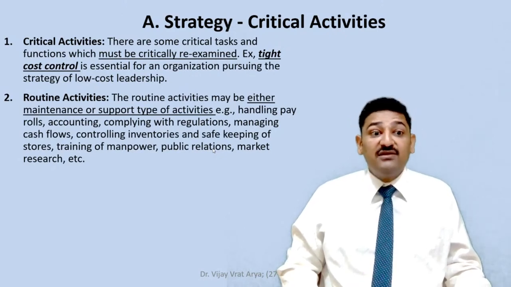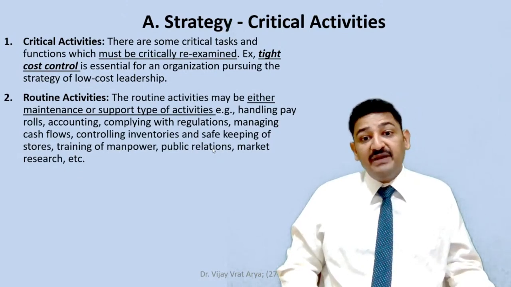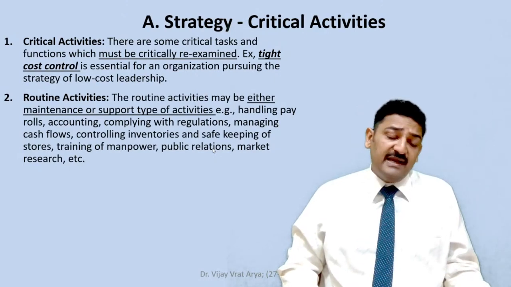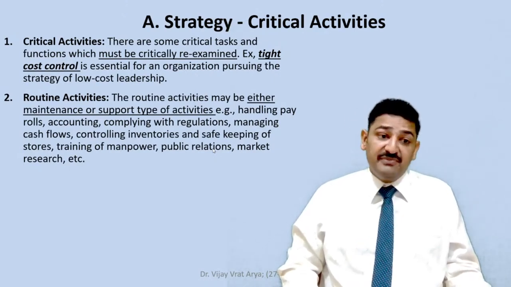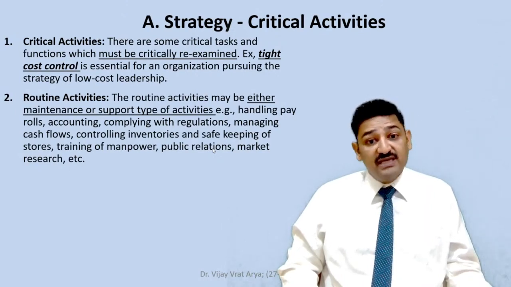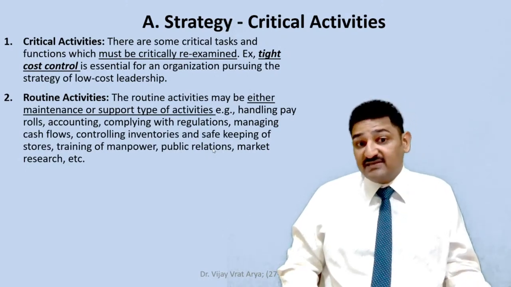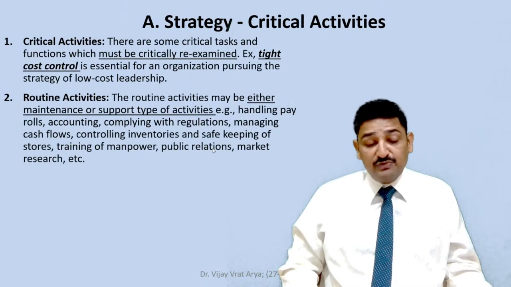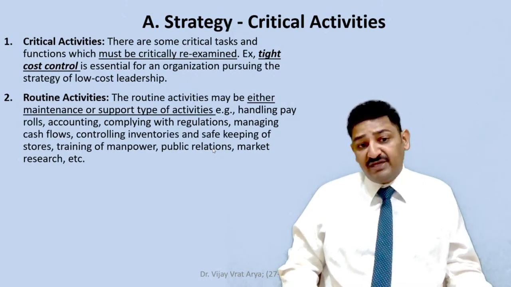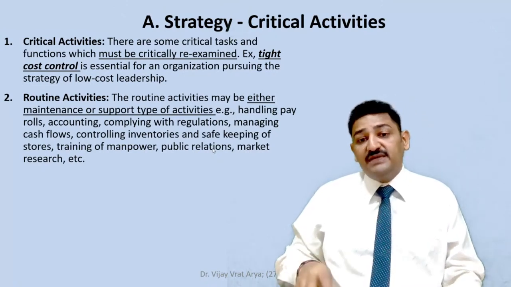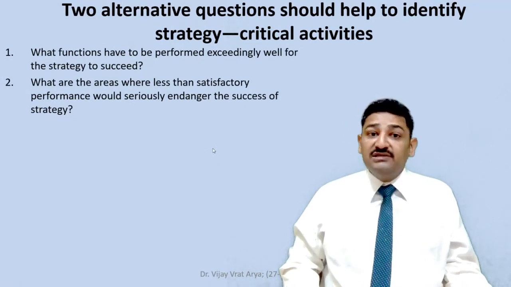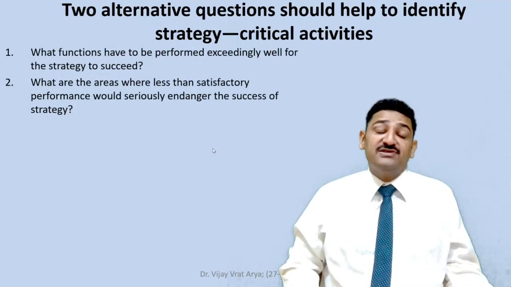The second type of activities in an organization could be the routine activities. Routine activities can be either support type or maintenance in nature. As examples, we can refer to handling payrolls, accounting-related activities, complying with regulations that are organization specific, sector specific, or specific to a country, managing cash flow positions, controlling inventories, safekeeping of stores, training of manpower, public relations, market research, etc. Ultimately, these are very nominal and routine activities. There are two alternate questions that help in identifying strategy-critical activities.